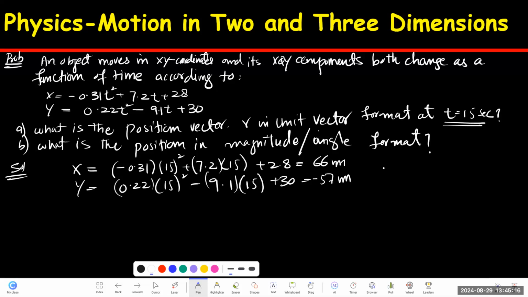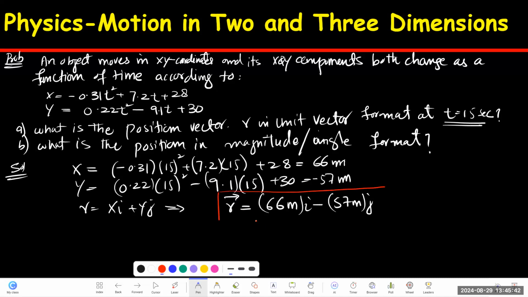So this is x and y, and we just discussed that R equals x i plus y j. So I'm going to substitute the values here. R is going to be 66 meters i minus 57 meters j. Basically, this is the answer for part A.